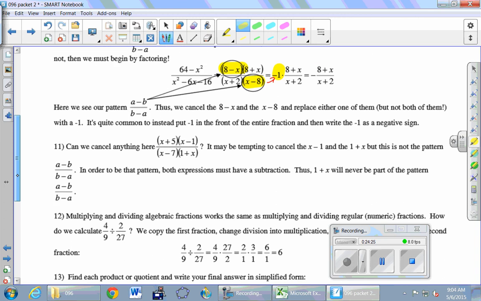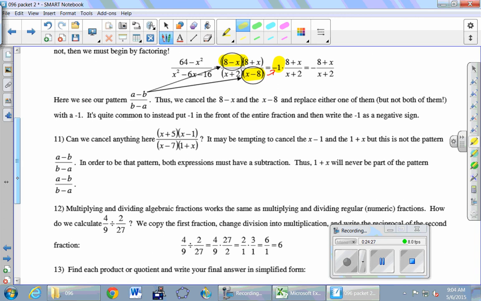Sometimes it's tempting to use the pattern even when we can't. Let's take a look at number 11. X plus 5, x minus 1, x minus 7, 1 plus x. Do you see the pattern? A minus b over b minus a? If we do see it, where is it? Which 2 factors here? Right, that sure looks like the pattern, right? X minus 1, 1 plus x.